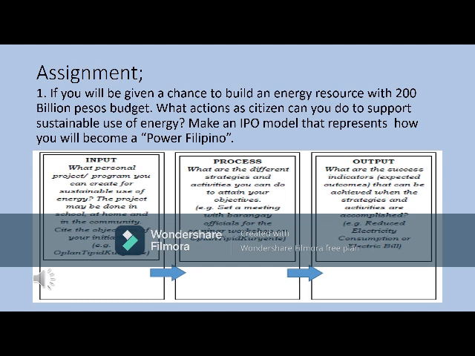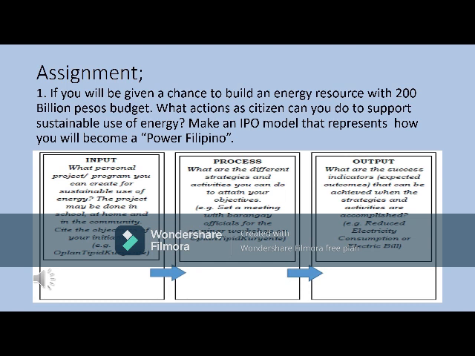Okay, so the question for input, what personal project or program can you create for sustainable use of energy? The project may be done in school, at home, or in the community. Cite the objectives of your initiative, for example, Oplan Tipid Kuryente. Example of the process. Okay, questions, what are the different strategies and activities you can do to attain your objectives? Example, setting a virtual meeting in the barangay for this Oplan Tipid Kuryente.